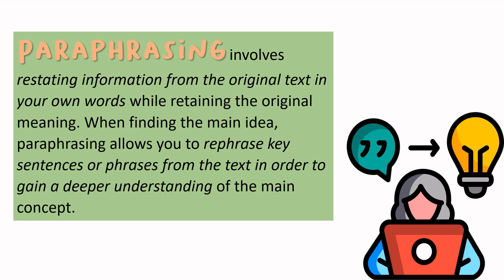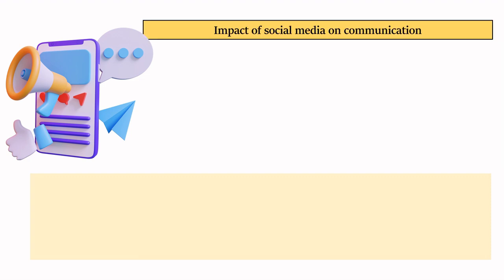Paraphrasing involves restating information from the original text in your own words while retaining the original meaning. When finding the main idea, paraphrasing allows you to rephrase key sentences or phrases from the text in order to gain a deeper understanding of the main concept. Let's say you're writing an expository text about the impact of social media on communication. Here are examples of paraphrasing, contrasting it with plagiarism, and summarizing.